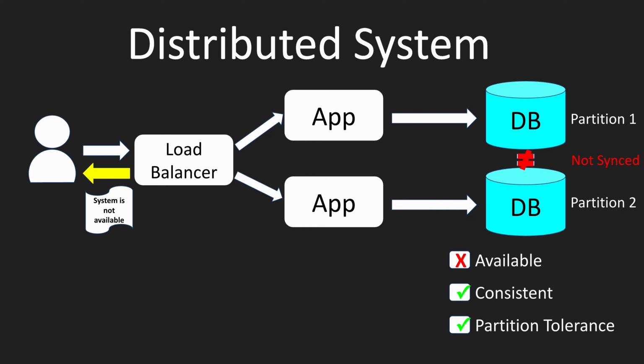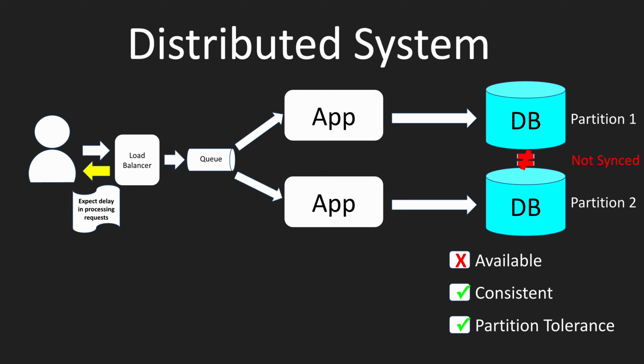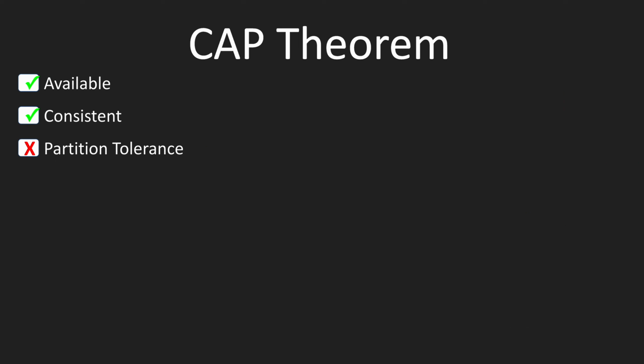So for example, what we can do in that case is return a response to the user right away, something like the system is not available, or we can introduce one more part to our architecture, which is a queue. When there's a problem in our system, when our system is not in sync, we can queue those requests and return a response, something like expect delay in processing requests. And again, in both of these cases, our system will not be available sometimes, or we will have a delay in processing the messages. So our system cannot be all three: it cannot be available, consistent, and not in sync, which means partition tolerant, at the same time.